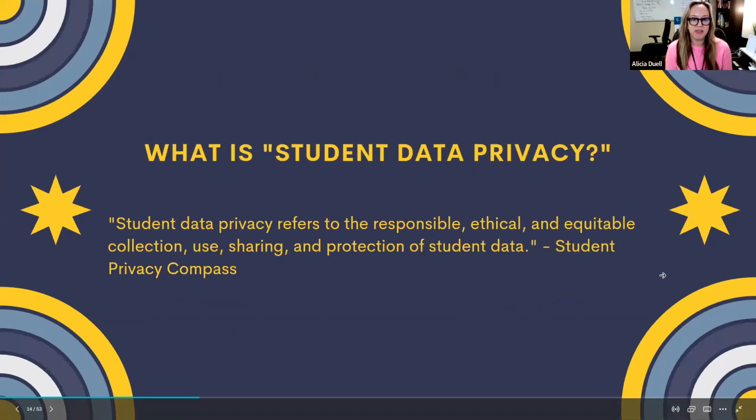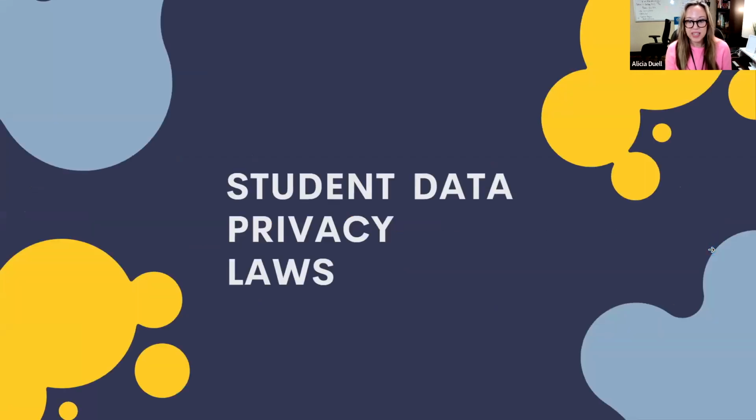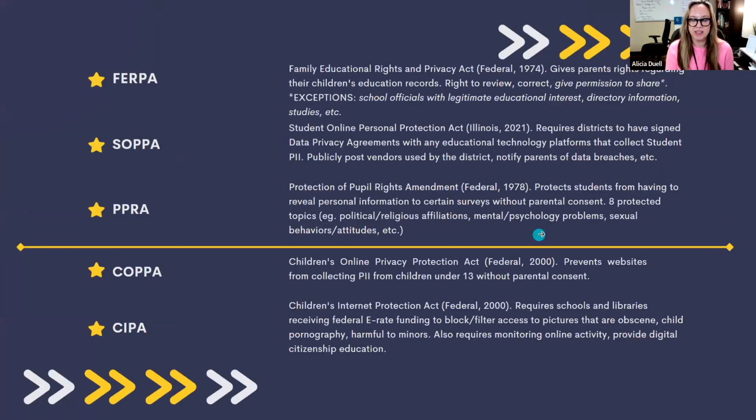So student data privacy refers to the responsible, ethical, and equitable collection, use, sharing, and protection of student data. And that comes from the Student Privacy Compass. So some of the most important laws, the top three, in my opinion, most important laws for teachers and administrators to know about are FERPA, SOPA, and PPRA.